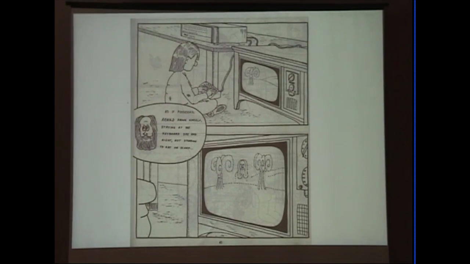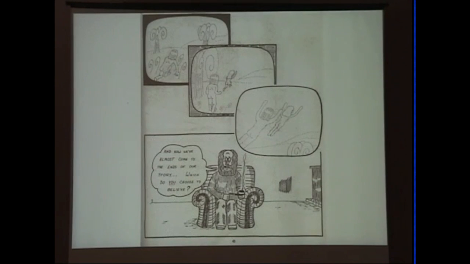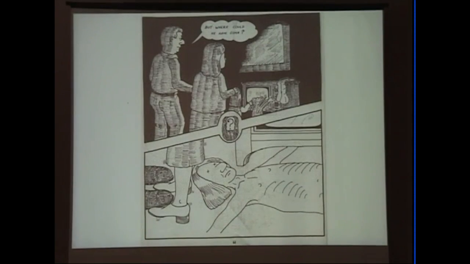Now, as if possessed, Arnold drove himself, staying at the keyboard day and night, not stopping to eat or sleep. Is that familiar? Now what is he coding? At last, his reality is completed. And off he goes, dream girl, virtual world, and now we've almost come to the end of the story. Which did you choose to believe? But where could he have gone? Yeah, he's expired in the world.